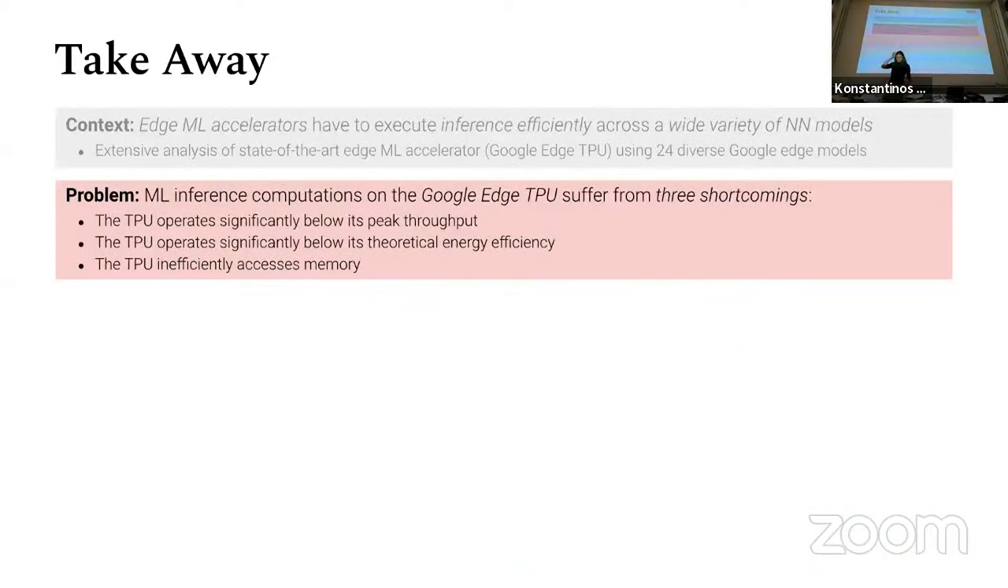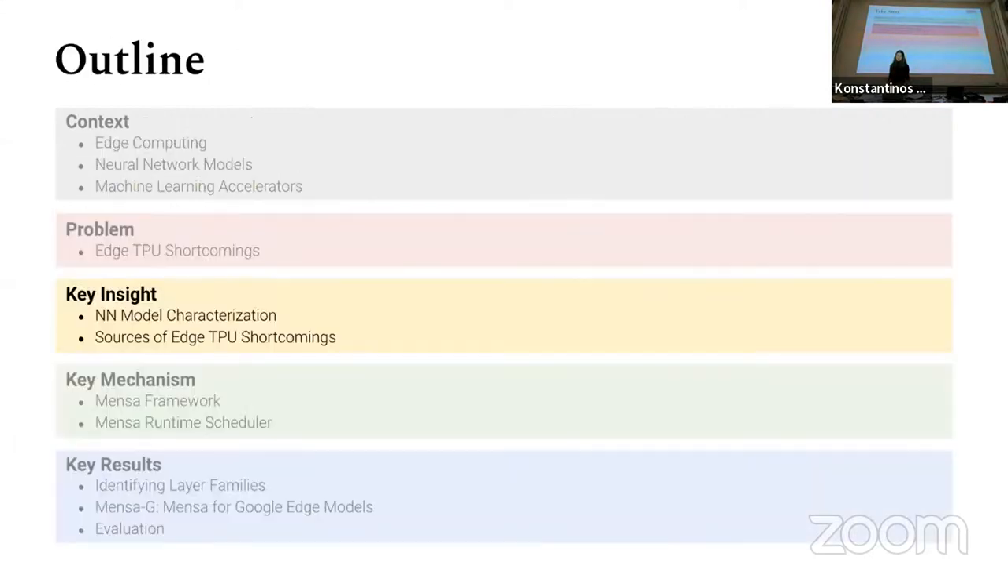So to wrap it all up, once again, we have three shortcomings: we have peak throughput problems, we have energy efficiency problems, and we have a memory access problem. We'll now look at the key insights. As I've hinted already, this paper identifies that the NN model characteristics can actually show why we have these problems.